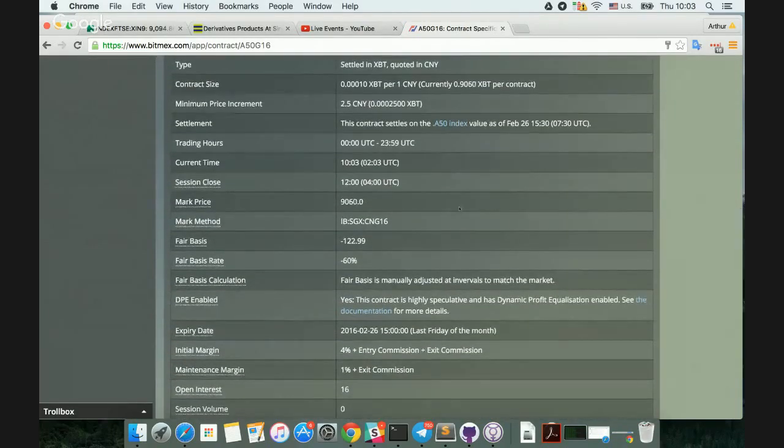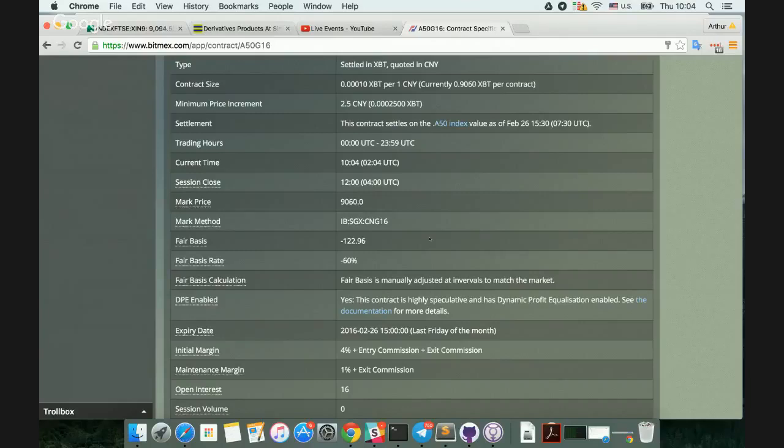Now for mark price, how do we determine the value of this futures contract for margining purposes? What we do intra-month is we take the front month Singapore Exchange FTSE A50 futures contract, which is the most liquid derivative on this index. And we've purposely matched the settlement terms to match how the SGX expires so that it's easy for market makers to bootstrap liquidity onto our contract.